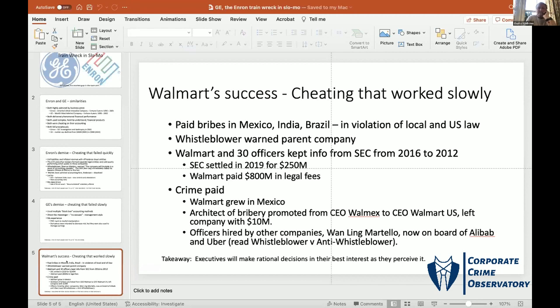Anyway, the Walmart story is Walmart paid some bribes in Mexico and India and Brazil. And a whistleblower told them about it, and then the management had to make a decision: do we tell the SEC or do we not? And so Walmart went to its law firm, and the law firm said, well, we need to tell the SEC, but first let's perform an internal investigation, and then let's figure out what our obligations are on an ongoing basis.